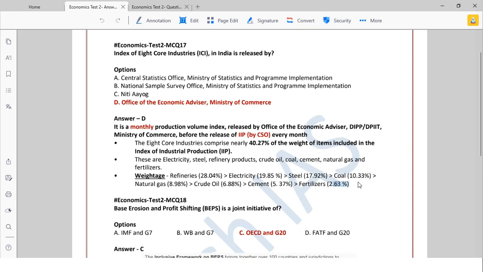This entire ordering is very difficult to learn by heart. Still, if you want, you can. That's why I have given it here. Like after refineries, electricity; after electricity, steel; after steel, coal; after coal, natural gas; then crude oil. If you can learn this by heart, do. But at least the first and last: refinery is the highest and fertilizer is the lowest. And the names of these 8 sectors you should know by heart.